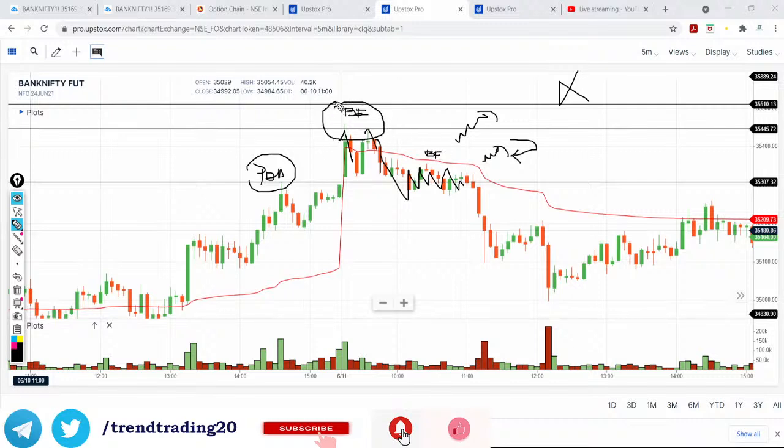This was the first zone of buyers failing. This is the second zone of buyers failing. What is happening? The buyers failing zone is shifting towards downside. This itself is enough for me to focus and plan only short side trades, sir.